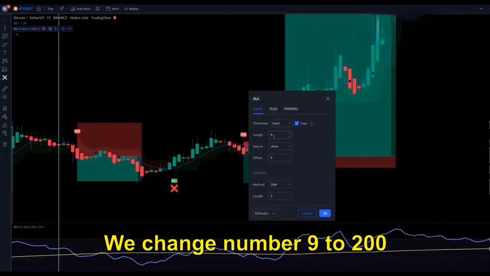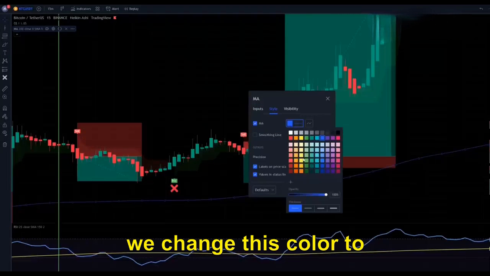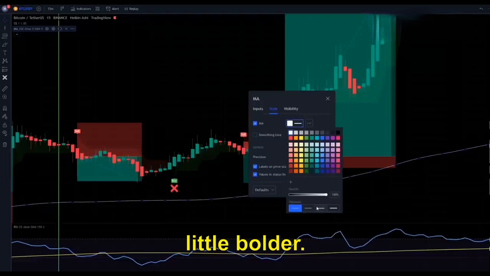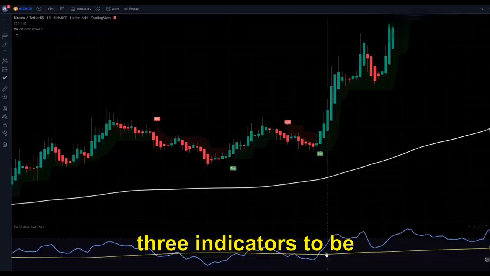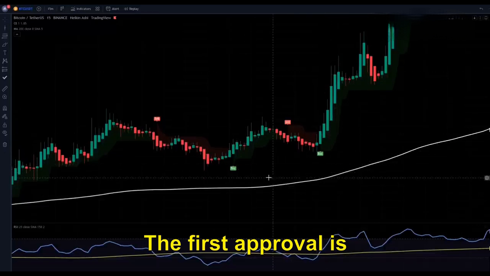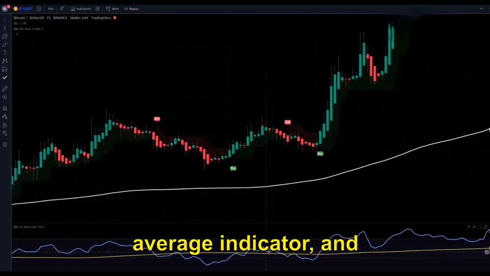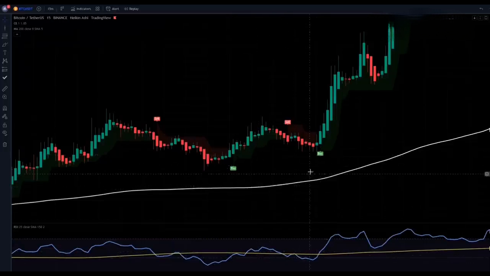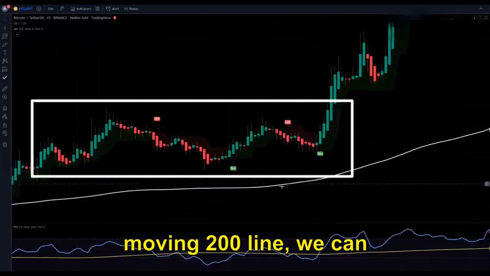We change number 9 to 200. And in the style section, we change its color to white and make it also a little bolder. So in this method, we have to get approval from 3 indicators to be able to trade according to the momentum. The first approval is from this indicator, the second approval should be from the moving average indicator, and the third approval is from RSI.